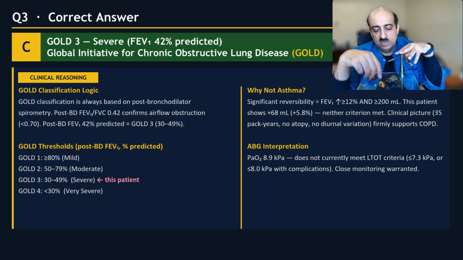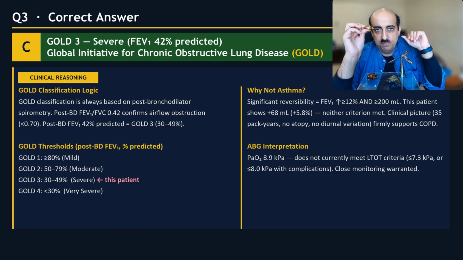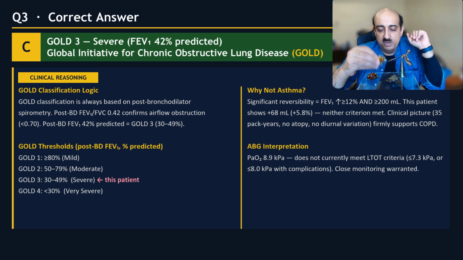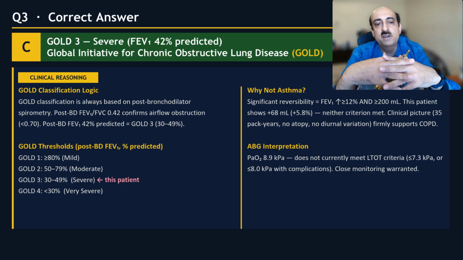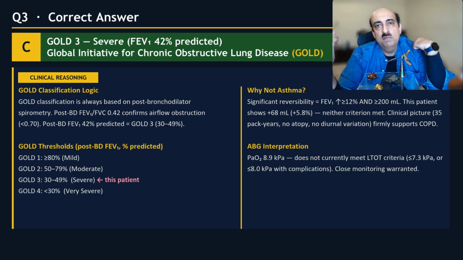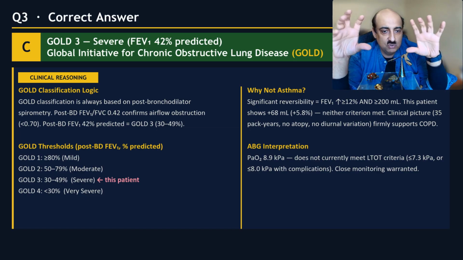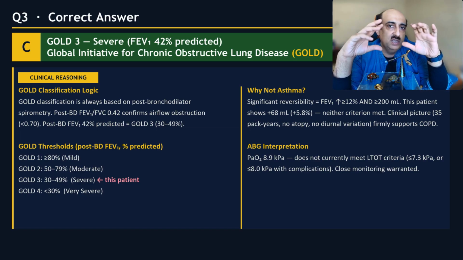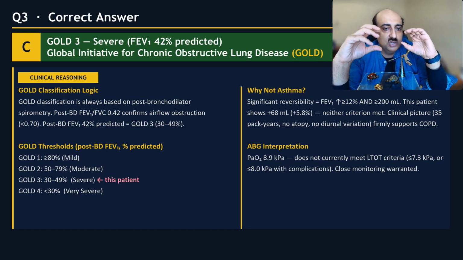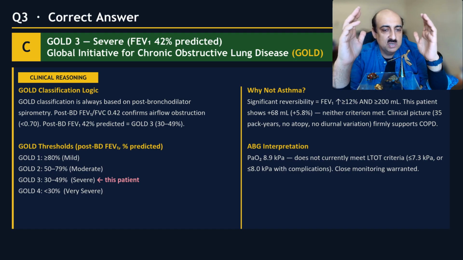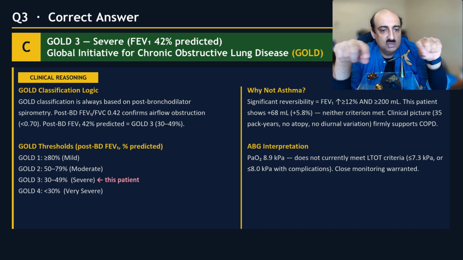So remember that. Again, gold means aurum, AU, like the aurum beetle. Perfect example: gold criteria, gold beetle. And cannot get any better. So gold standard. Gold 1, above 80%. Gold 2, 50 to 79%. Gold 3, 30 to 49%, which is our patient. So that's the severe category. And gold 4 is less than 30%, very severe.